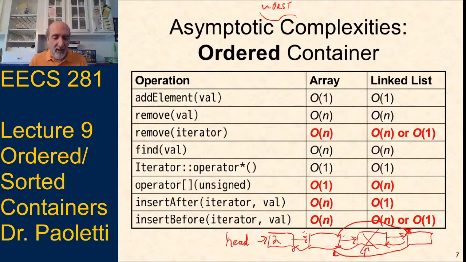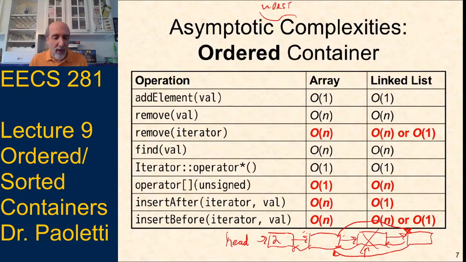Okay, finding a value: O of n, O of n. We don't know where it is. We've got to go find it. If I give you an iterator and I say dereference that iterator, show me what it's pointing to, that's O of 1 in either case. The iterator is basically just like a pointer.